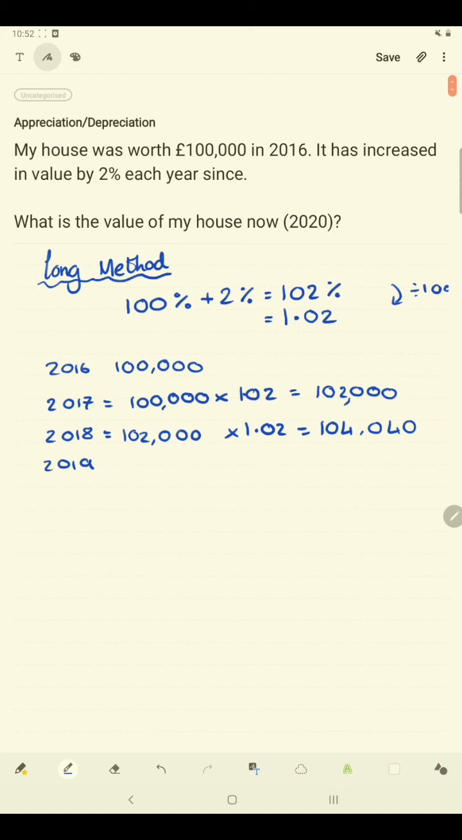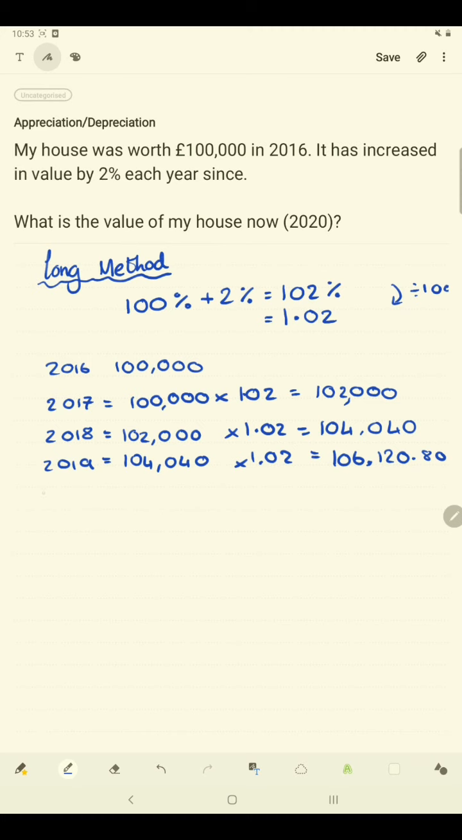And then we're wondering what it was in 2019. And again, we're increasing by 2%, but we're not increasing that 102,000 by 2%. You're increasing the £104,040 by 2%. Into the calculator, and out comes £106,120.80. Remember, it's money, so we have two decimal places there.